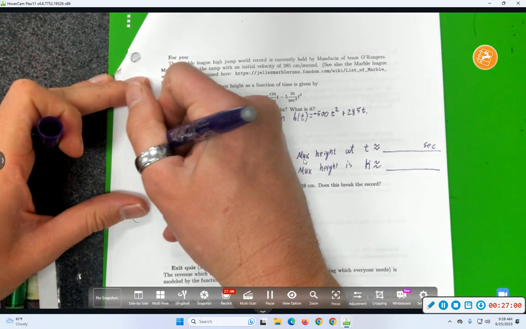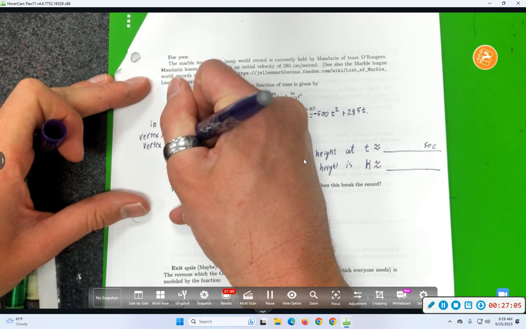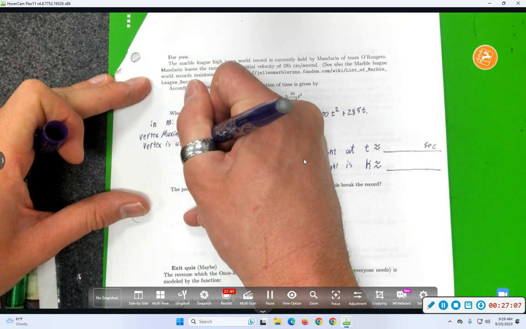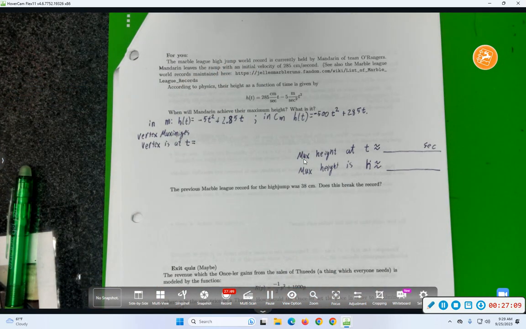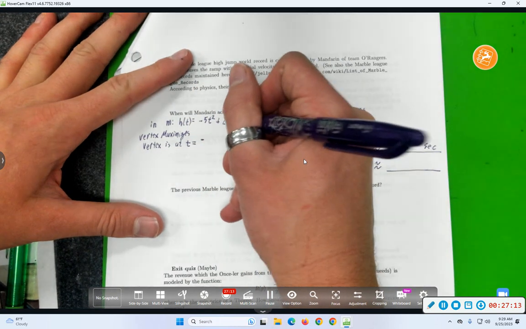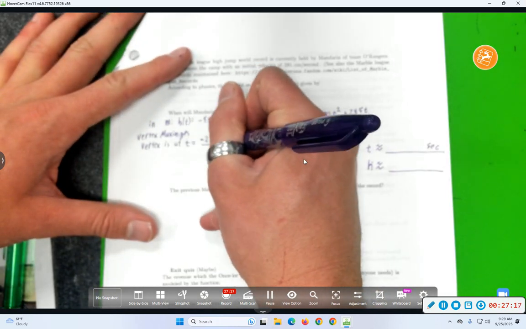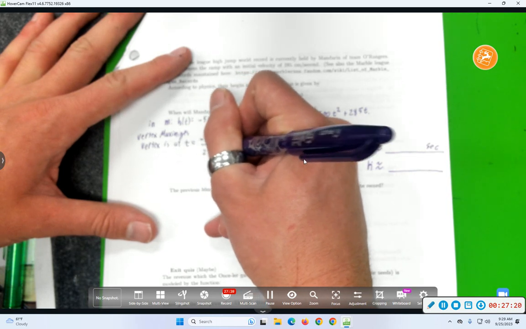So the vertex maximizes, and the vertex is at a time value and not an x value because the independent variable is time right now. Negative B, -2.85 divided by 2 times -5.